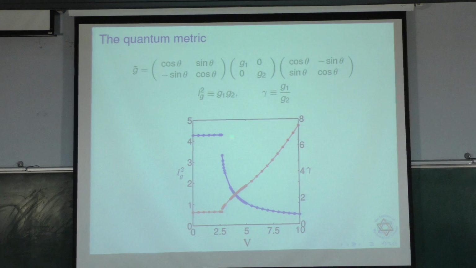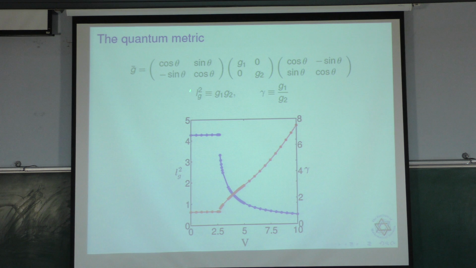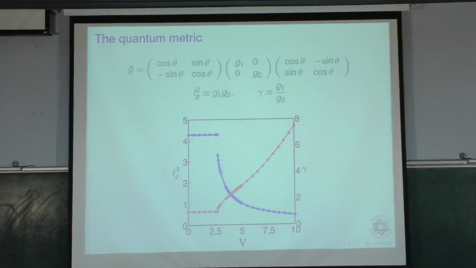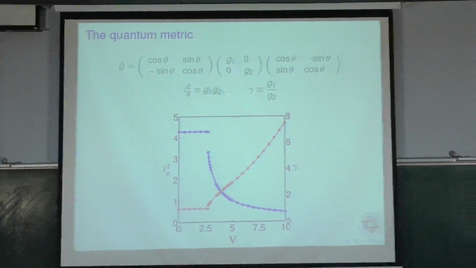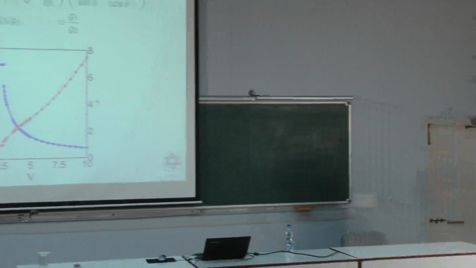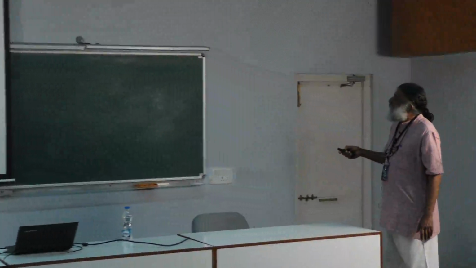This is again the same thing, we plotted the two eigenvalues of the metric. So this gives you the length scale of the localization of the correlation functions, and this gives you the measure of the anisotropy of the metric. And so there's a sharp jump, there's a first order transition, then constantly the anisotropy increases, and the length scale of the pair correlations decreases.